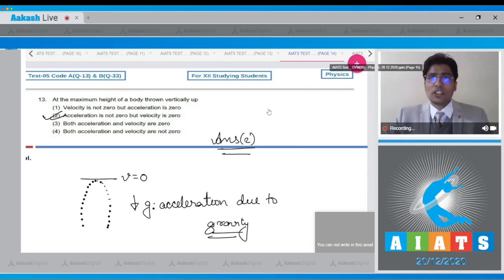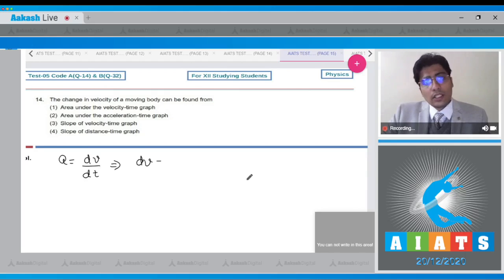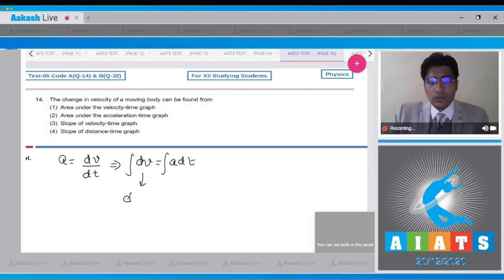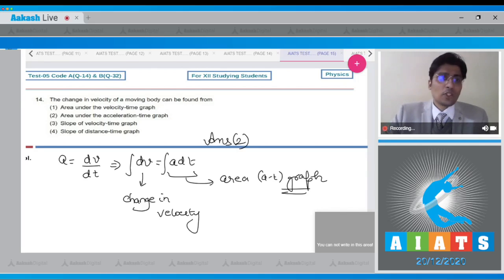Now let us move to question number 14. Question 14 says the change in velocity of a moving body can be found from. Dear student, acceleration is defined as the rate of change of velocity, that is dv by dt. From this we can write down that dv is equal to a dt, and further on we can integrate on both the sides. The left hand side is actually the change in velocity, while the right hand side is the area of the acceleration time graph, and hence we can clearly see that the area of the acceleration time graph leads to the change in velocity, meaning that the correct answer for this question, dear student, should be option number 2.